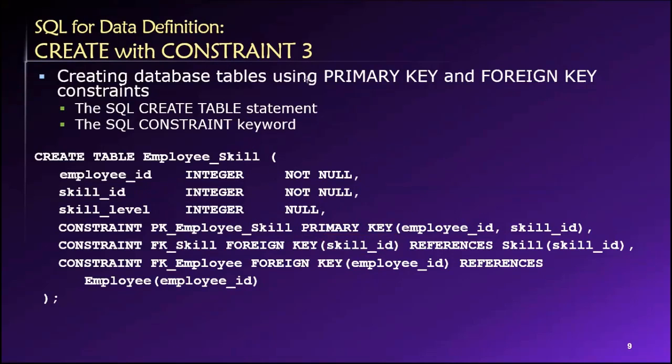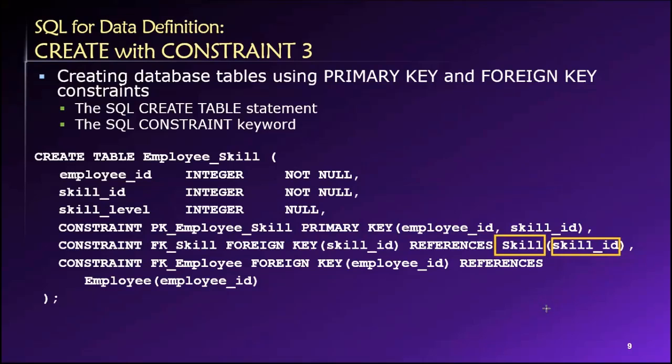To do that, to establish the other end of that connection, we use the references keyword. This is like, where is it pointing to? And then we provide the name of the other table and then the other end of the connection. So we're saying connect to the skill ID column in the skill table. So I want to take this skill ID here, which remember is what we're referencing here. And I want to connect that to this skill ID in the skill table.